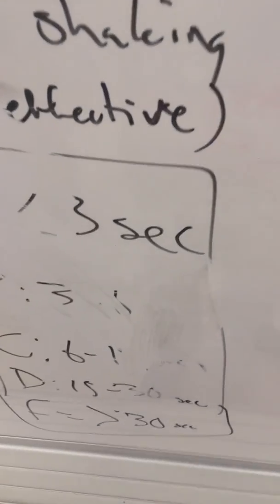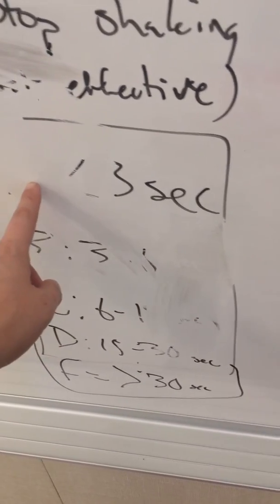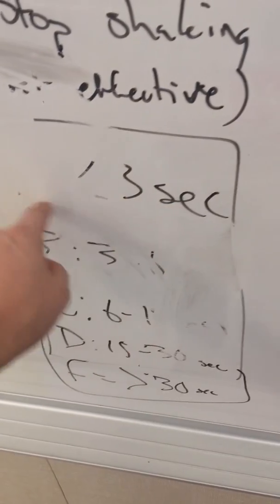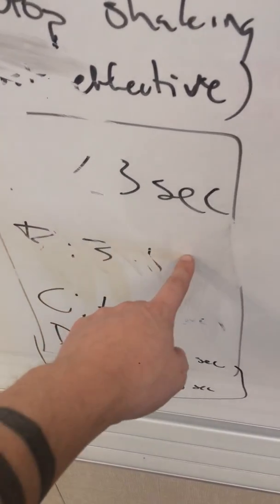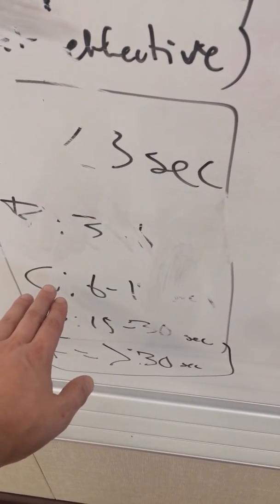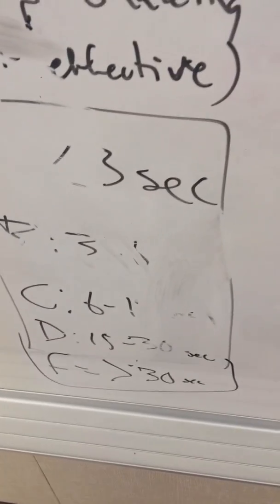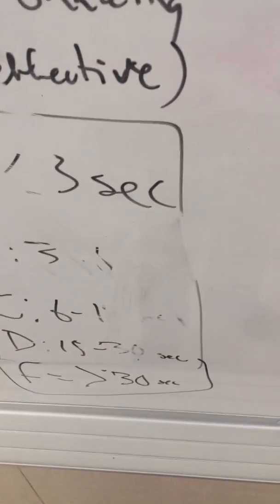If their earthquake rocked their building, oh, this kind of got erased. If their building stopped moving in less than 3 seconds, they got an A. If their building went more than 3 seconds, below 6 seconds, B. If their building kept moving from 6 to 15 seconds, C. D is 15 to 30 seconds, and F is longer than 30 seconds.